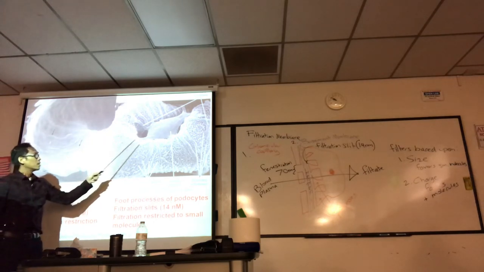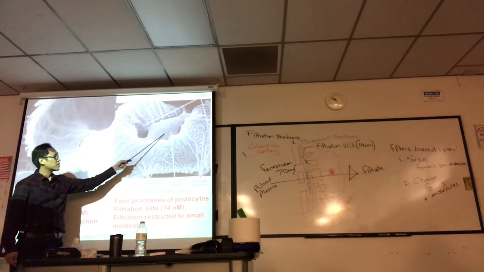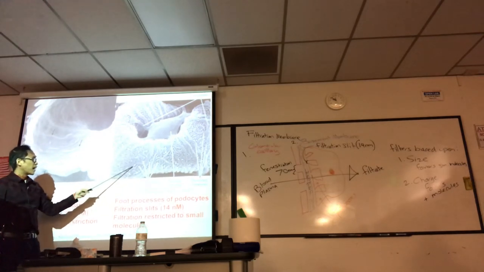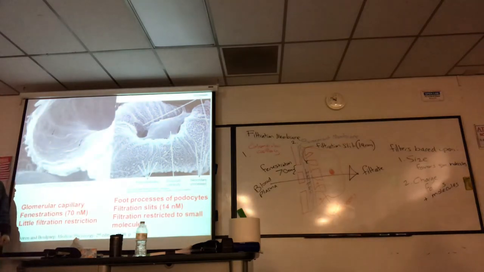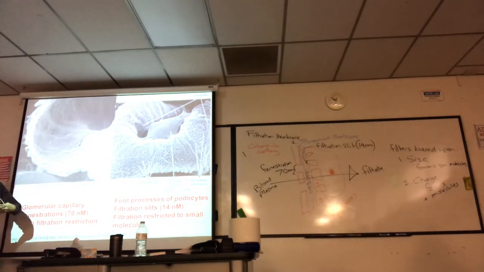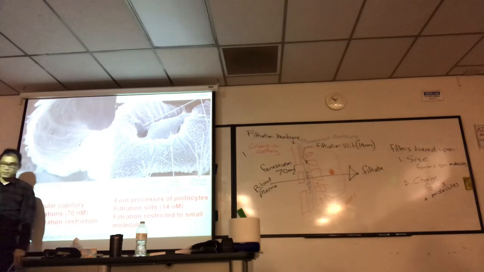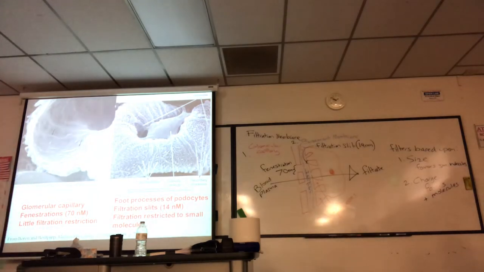Here's the other side. So there's the cell body of the podocyte. Look at the foot processes. Look at those slits. It's really pretty to look at. The slits are super well constructed. It's very, very good design. This is a perfect filter, filtering all your blood plasma 70 times a day. Obviously, this is super high mag. The mag isn't on here. Let's see here.